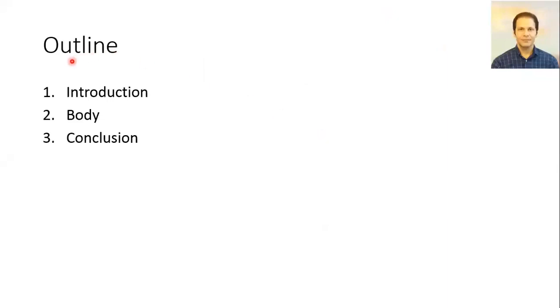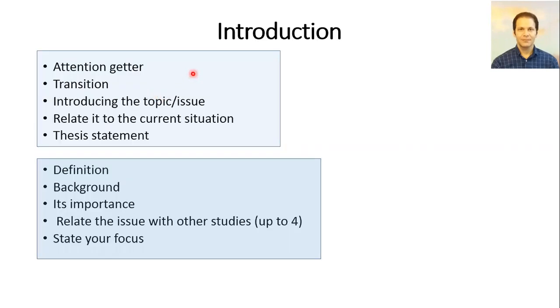As you can see here, an outline is made up of three parts that are introduction, body, and conclusion. In this video, I will be talking about the introduction. Now, the introduction is itself composed of two parts. The first is attention getter, transition, introducing the topic or issue, relating it to the current situation, and thesis statement.